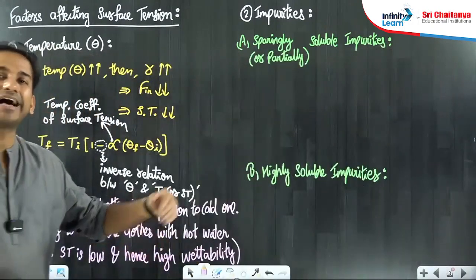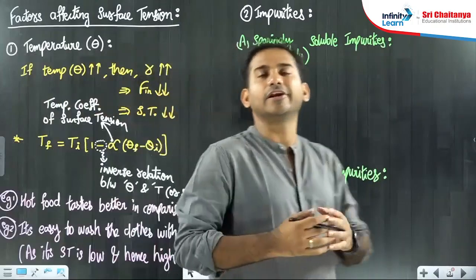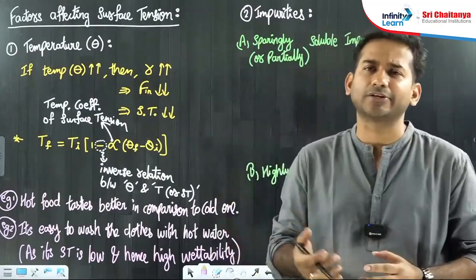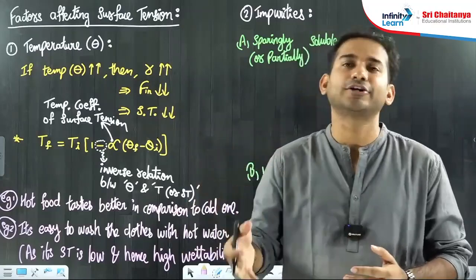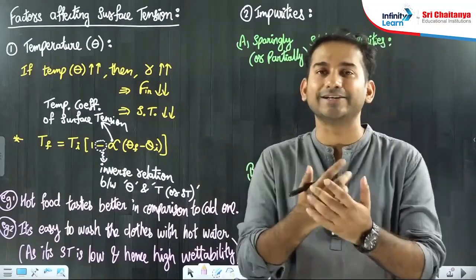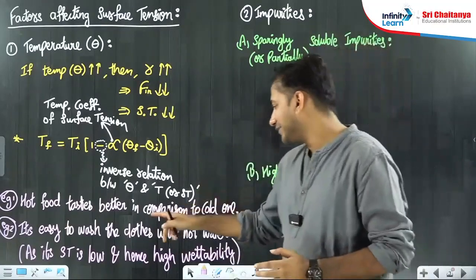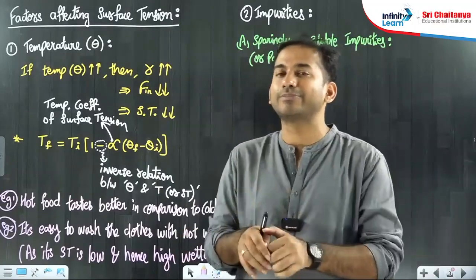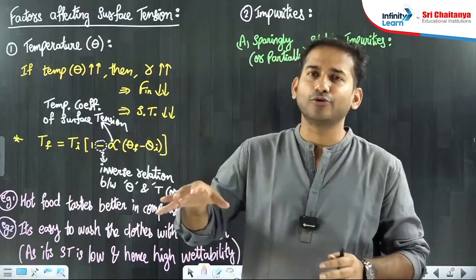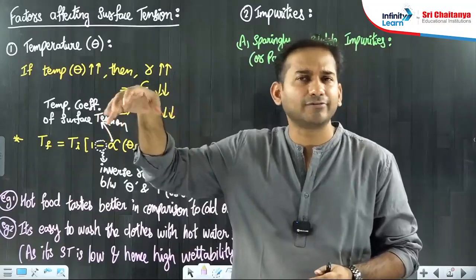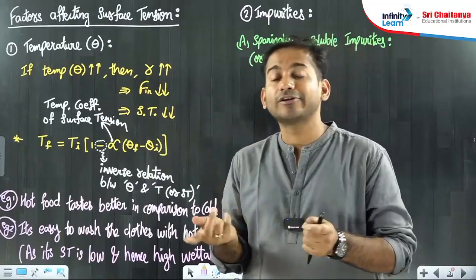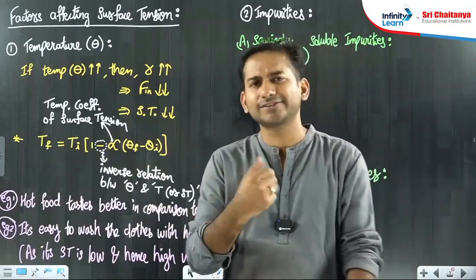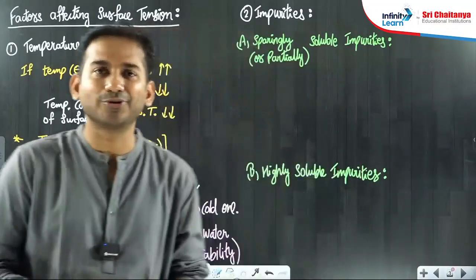It is the wetting ability of a liquid. How much it can wet the solid, or here we are particularly talking about the ability of water to wet the clothes, dirty clothes. Okay, so it's easy to wash the clothes with hot water, because with cold water, cooling, low temperature, high surface tension. Cold water will have high surface tension, it won't spread easily. Hot water will have low surface tension, it will spread easily, it'll wet the clothes easily, and hence washing is easy. I hope you got the idea.